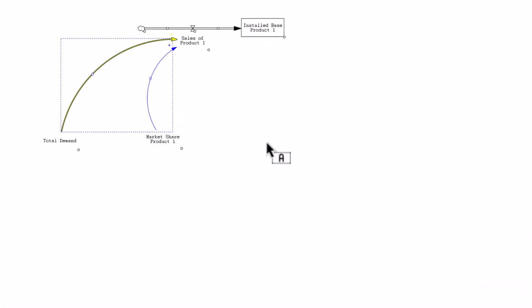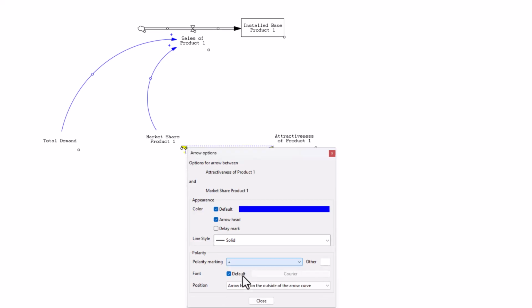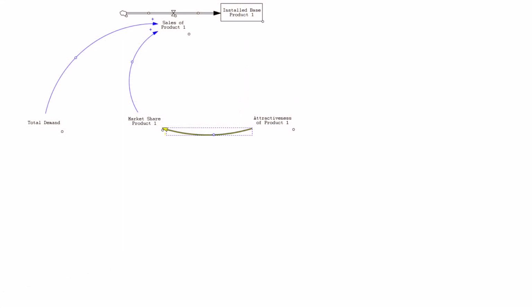Now, market share of Product 1 is influenced by how attractive consumers find the product. So, we create a variable for attractiveness and link it to market share. Of course, this product doesn't exist in a vacuum, but rather it competes against another product, Product 2, that we will be building. And our market share is determined not just by the attractiveness of our product, but also by how attractive other products are. So, we need another variable, total attractiveness of all products. We link our new variable, total attractiveness of all products, to market share of our product.